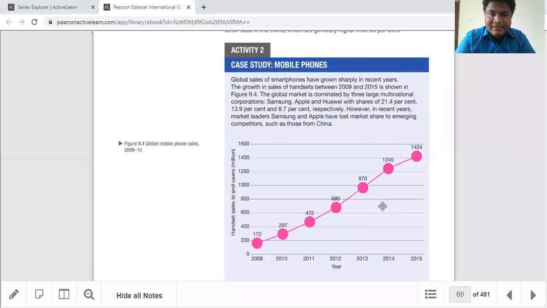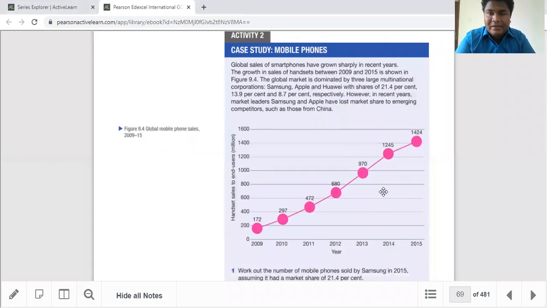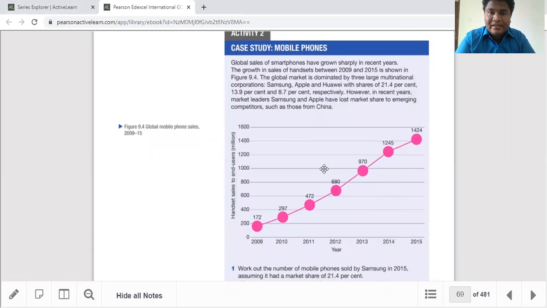Global sales of smartphones have grown sharply in recent years. The growth in handset sales has been between 2009 and 2015. We can show this in the figure. In 2009, 172 million, and now we are talking about 1.4 billion handsets being sold in 2015. This is a five-year-old story, right?